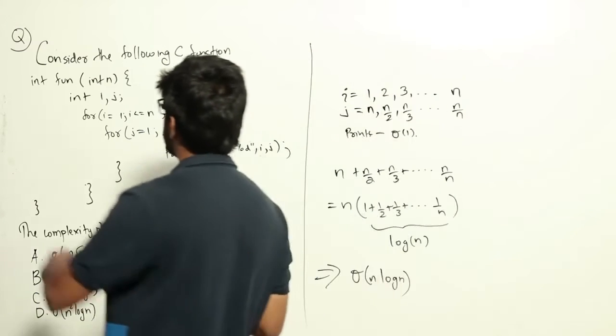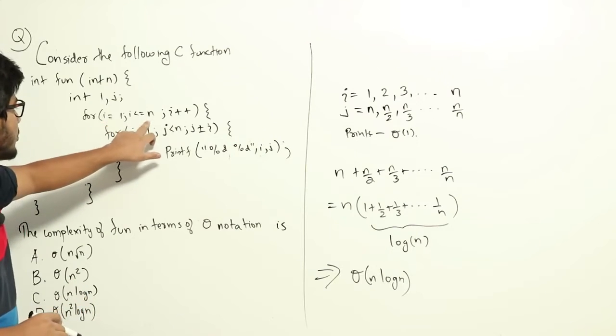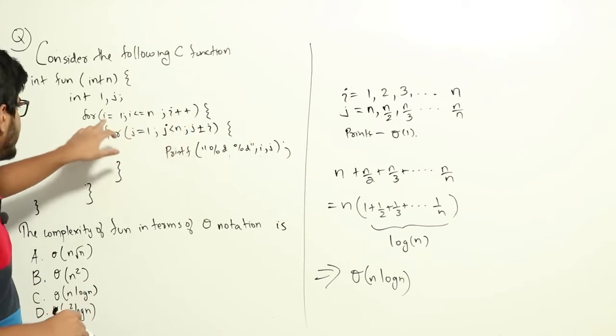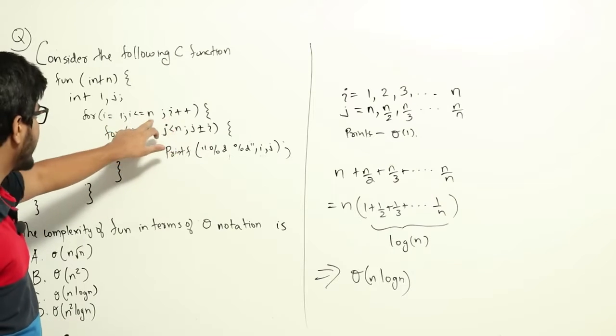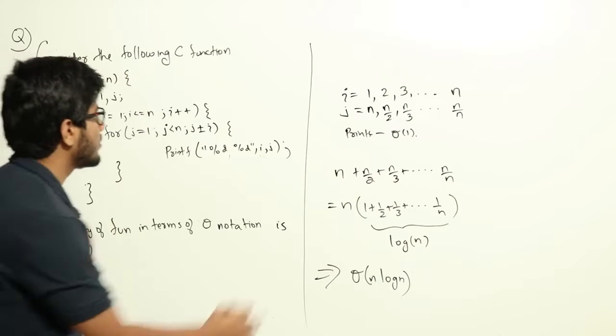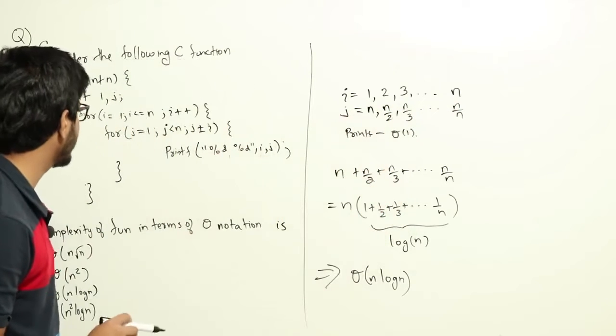So if you look at the function, i changes from 1 up to n in increments of 1. That is, initially i is 1, then i becomes 2, then i becomes 3, till i becomes n. That is the first for loop. So i will change from 1, 2, 3, etc. up to n. These are the values i will take.